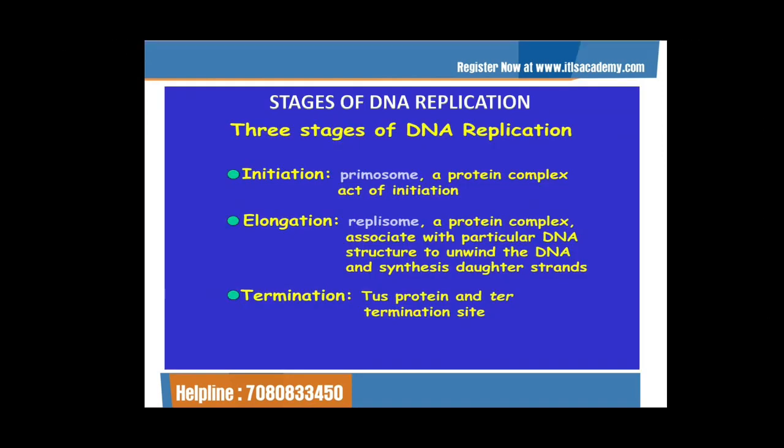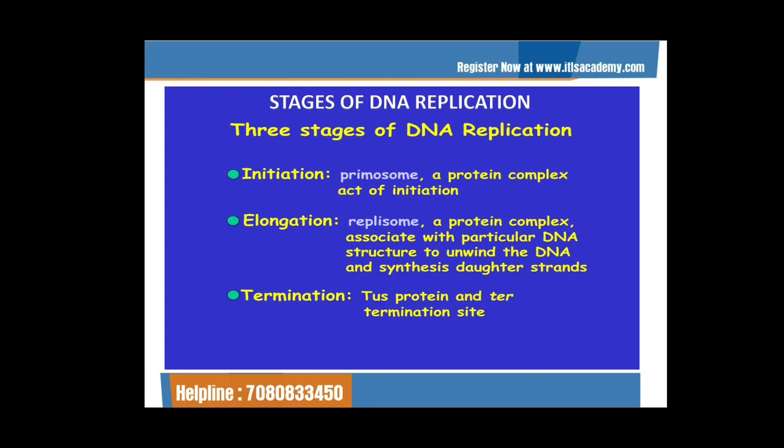Now in this slide we will discuss the different stages of DNA replication. There are three stages of DNA replication: initiation, elongation and termination. In the initiation phase, the double helix of DNA is unwound and an RNA primer is synthesized. The complex is known as the primosome.